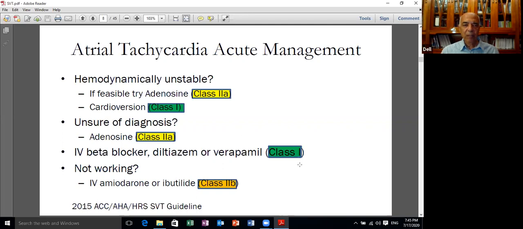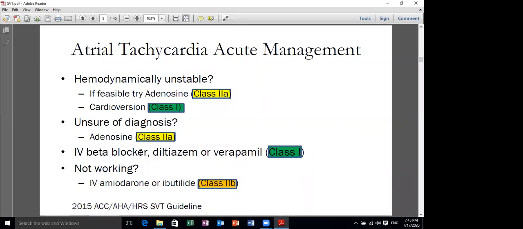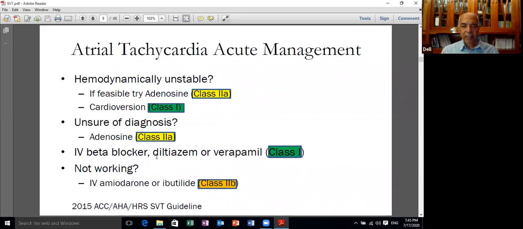If the patient is quite unstable, then cardiovert. If the patient is not responsive to cardioversion or adenosine, you can use beta blockers, diltiazem, and verapamil. The trick here is that these drugs are effective, but the important point is they should be given in small doses and they should be given slowly. Otherwise, you will end up with hypotension, sympathetic stimulation, and aggravation of the tachycardia. If this is not working, we move to class 3 antiarrhythmic drugs, essentially intravenous amiodarone or ibutilide.